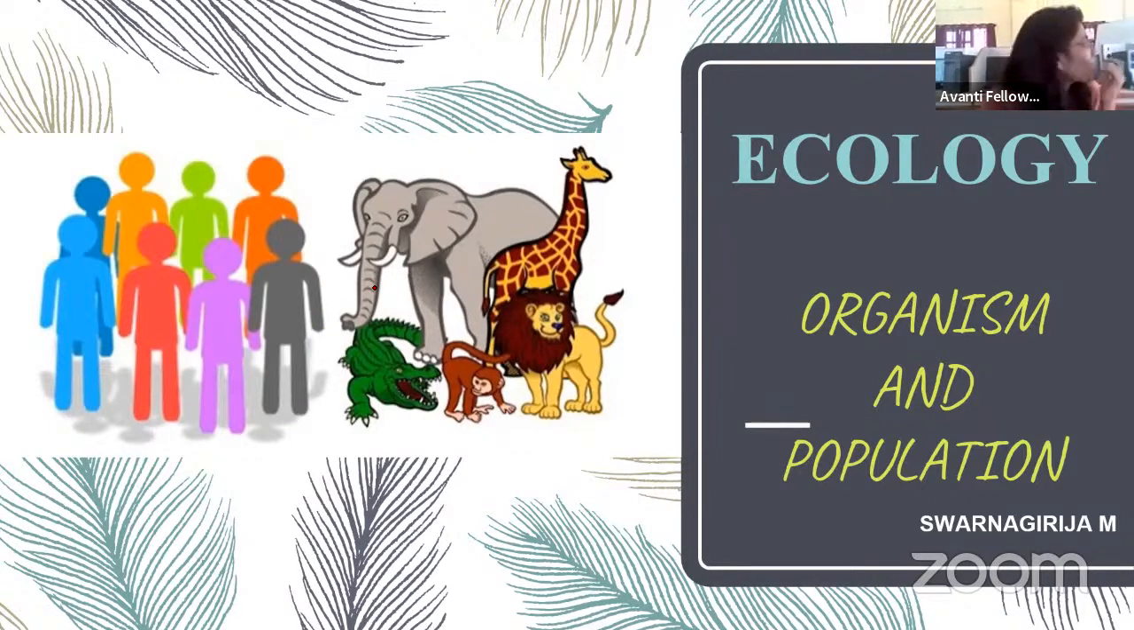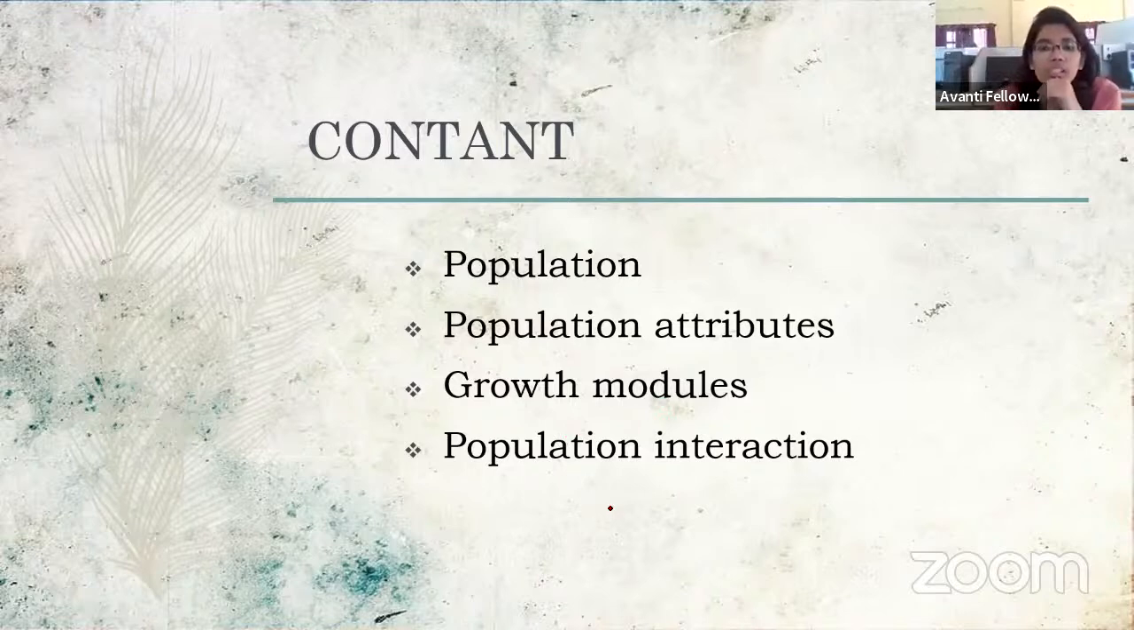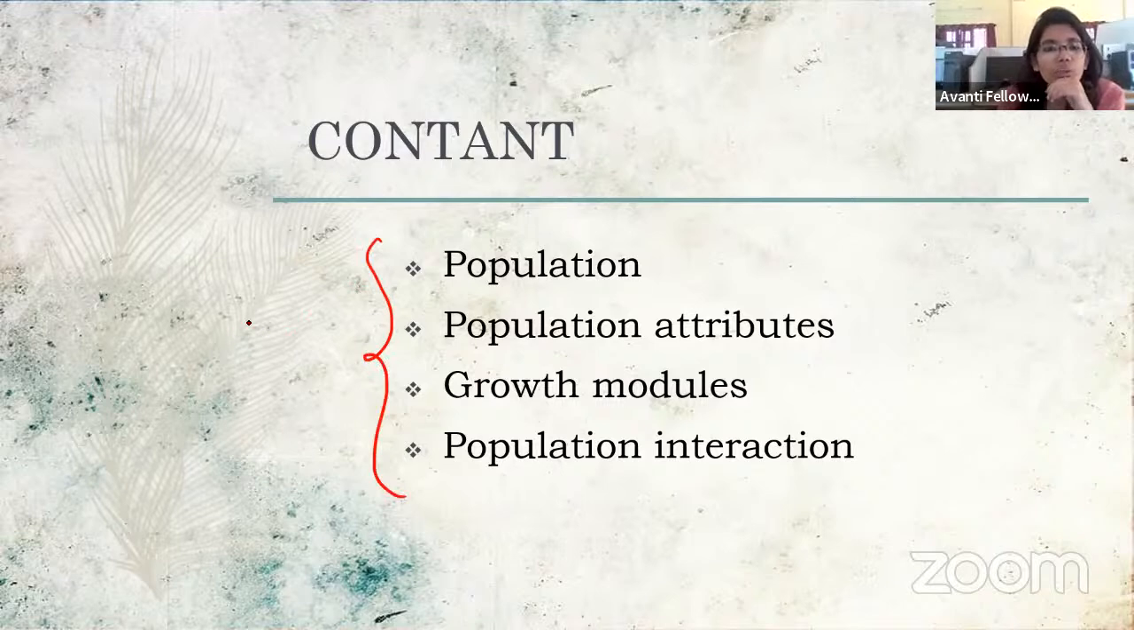Okay, so today we'll be continuing with the chapter called ecology. In the unit ecology, we'll be continuing with the chapter organisms and population. So in today's class, what are we going to discuss? We will be discussing population attributes, growth models, and population interactions. These are the 4 topics which we are going to discuss in today's class.